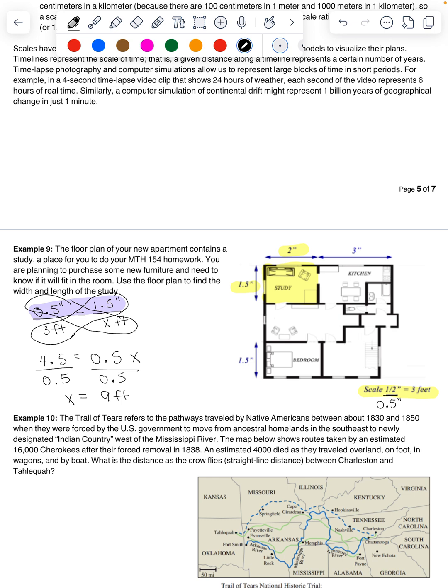So I'm going to set up almost the same proportion. I'm still going to use the same scale. My scale has not changed. But instead of 1.5 inches, I'm going to put 2 inches up here, and I'm going to have x feet. I'm going to cross multiply. So 2 times 3 is 6, equals 0.5 times x. Divide by 0.5, which again is the same as multiplying by 2. And I get that x is 12 feet. So my actual study is 9 feet by 12 feet, which will help me when I'm looking at purchasing furniture.